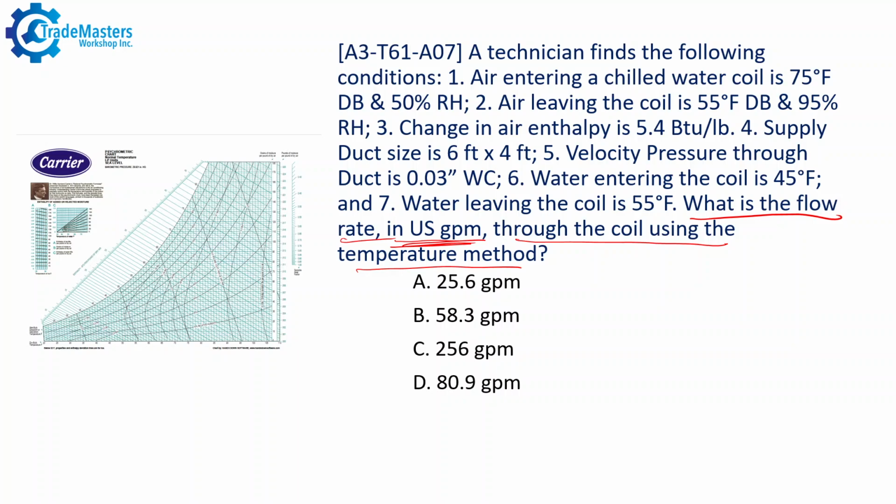And based on information we already have, it's very easy to calculate the rate of chilled water flowing through the coil. We know the sensible heat capacity of the coil. And what else do we know? We also know the change in dry bulb temperature. So we can plug that into our equation that looks like this.